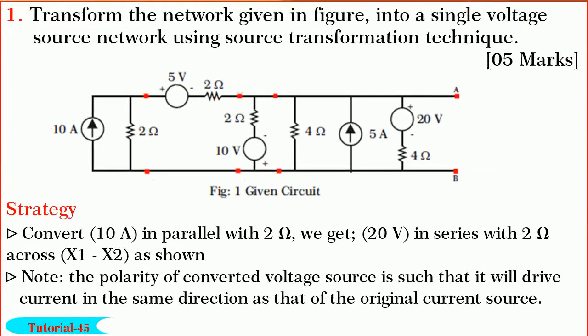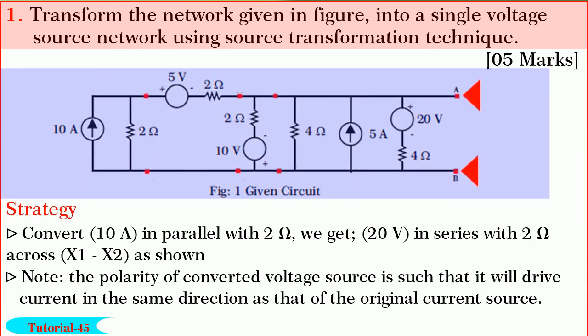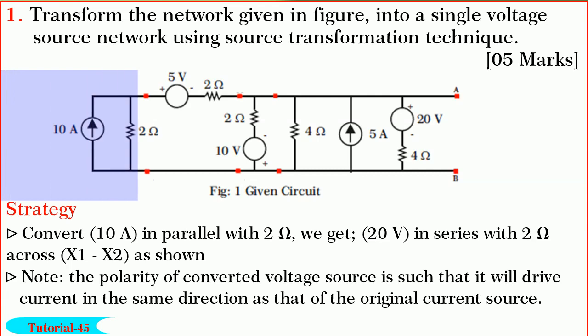Friends, first let us solve the question on source transformation. In this question, we are required to obtain a single voltage source network across the terminals AB of a given network. Observe the given network. There are two practical current sources, one of 10 amperes in parallel with 2 ohm and the other of 5 amperes in parallel with 4 ohm. Also, there are three practical voltage sources, one of 5 volts in series with 2 ohm, another of 10 volts in series with 2 ohm and the other of 20 volts in series with 4 ohm.